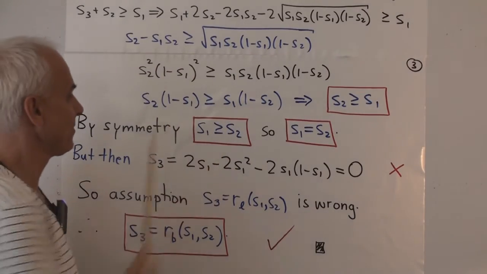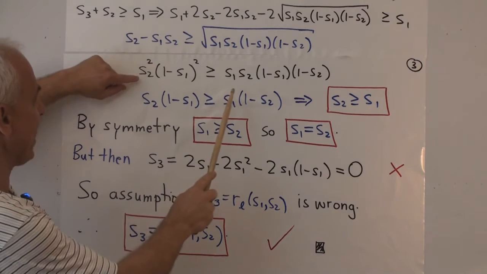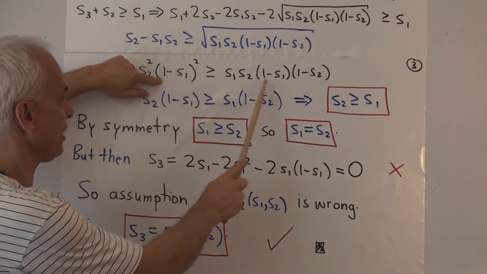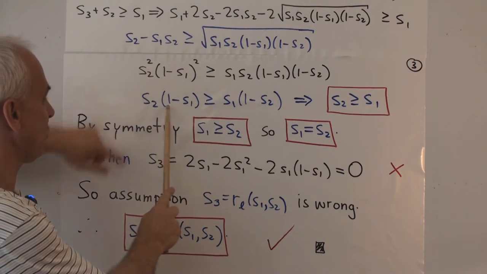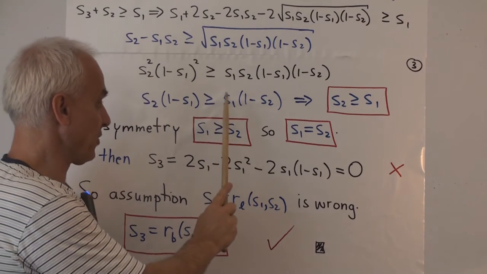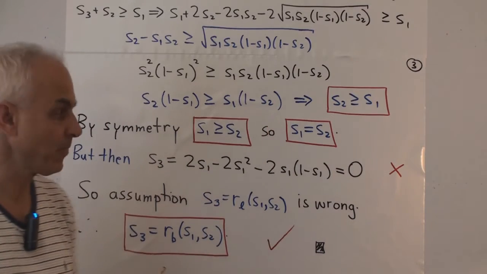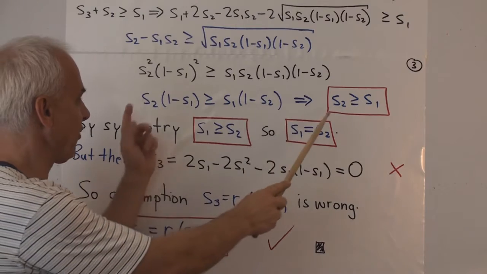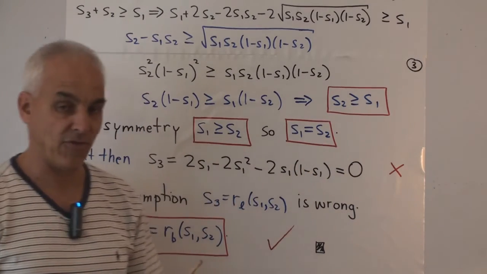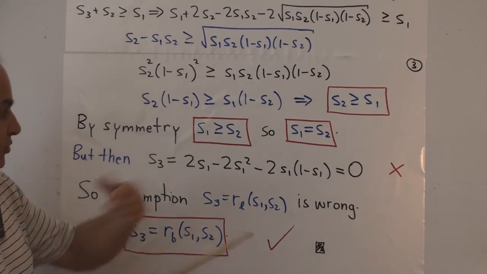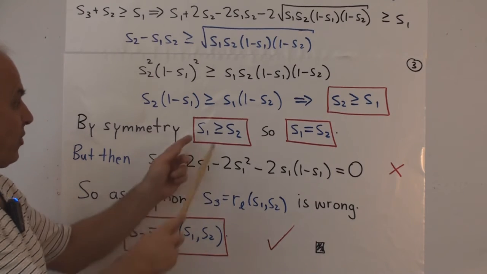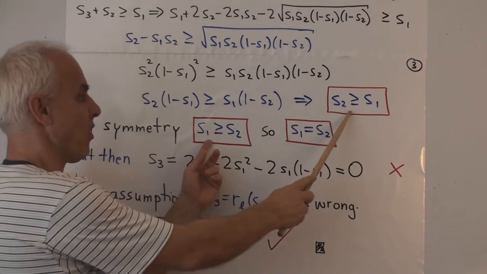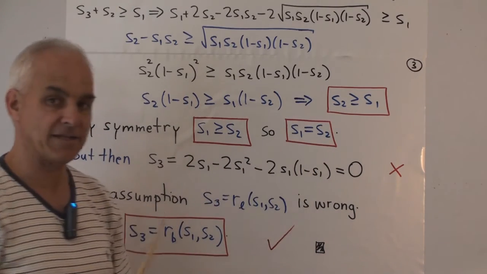We square it, and then some things cancel because the S2 and that S2 cancel. 1 minus S1, which is positive, will cancel with that. And so we get S2 times 1 minus S1 is bigger than or equal to S1 times 1 minus S2. When we expand that and cancel the S1 S2 from both sides, we get that S2 is bigger than or equal to S1. But S1 and S2 are playing a similar role, so similarly S1 is bigger than or equal to S2. And these two inequalities show us that then S1 has to equal S2.